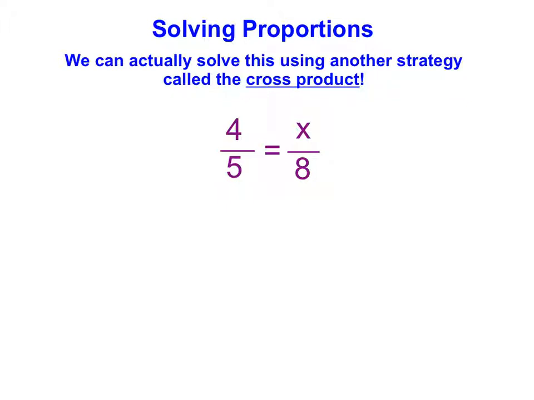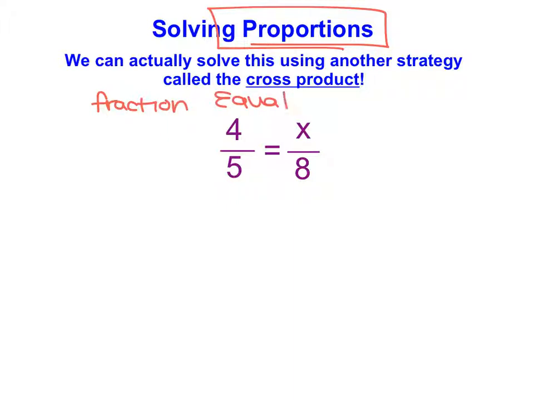Before I walk you through the cross product, I want to point out something very, very important. The cross product only works when we are solving a proportion. What this means is you have a fraction set equal to a fraction. If you don't have this situation, the cross product does not work. But if you have a fraction equals a fraction and you have a proportion, the cross product is a very quick strategy.